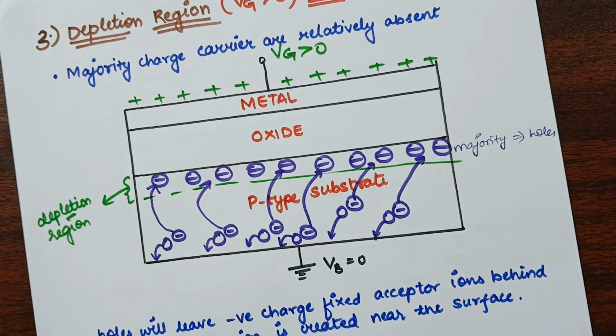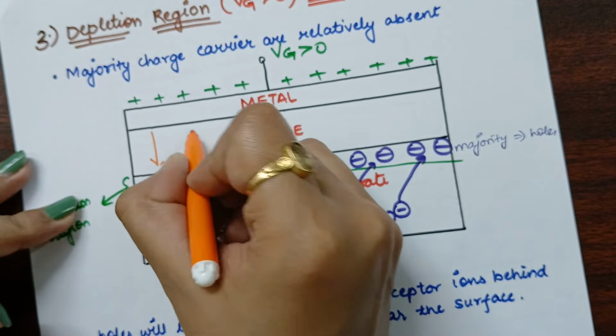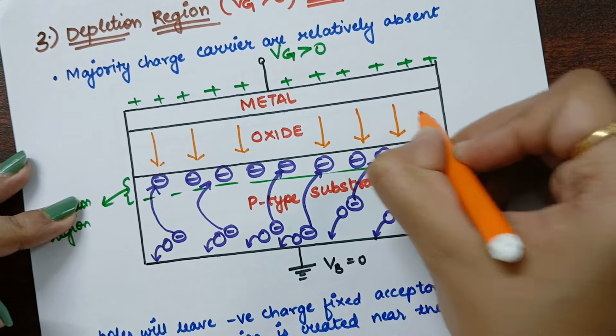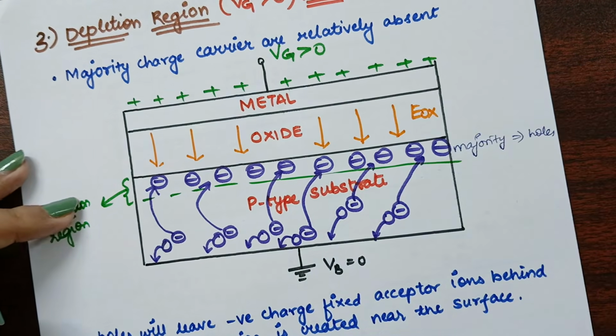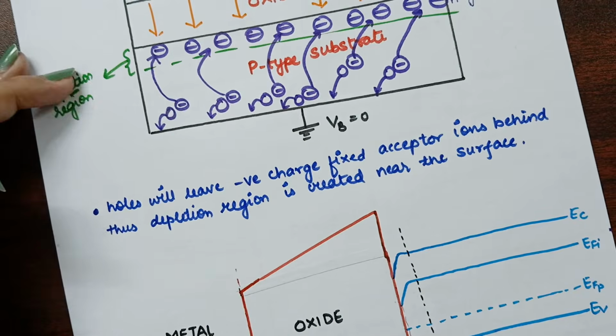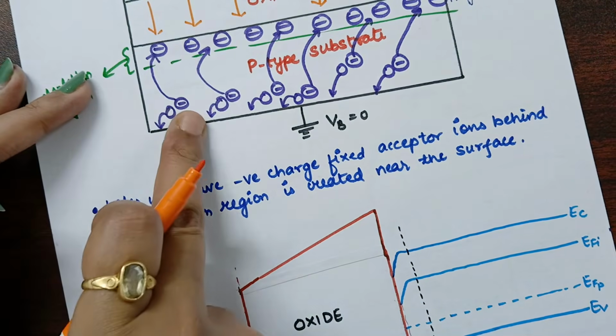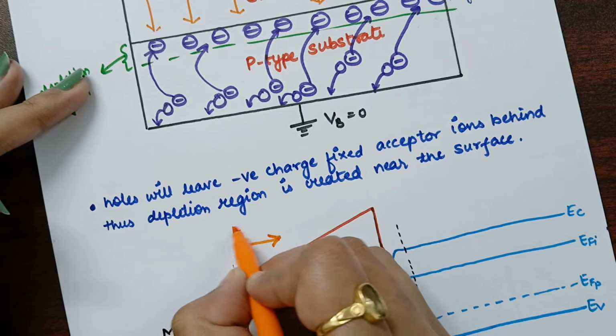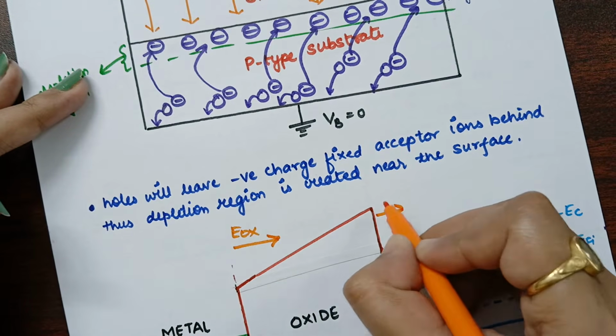Electric field will be in the downward direction. In this electric field, EOX will be in the downward direction, which means from metal to substrate. The electric field direction is in this direction.